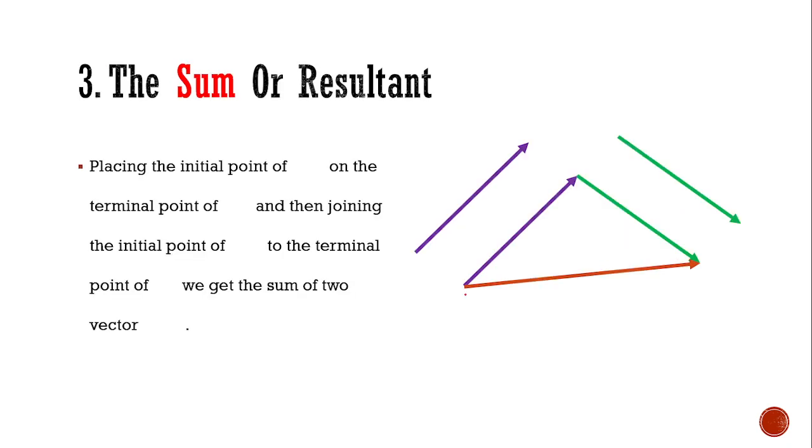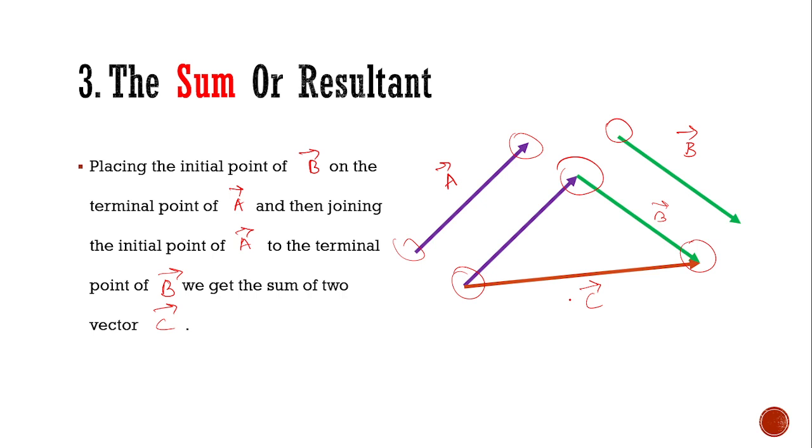Next, the sum or resultant of two vectors. Let us say this is vector A and this is vector B. By placing the initial point of vector B on the terminal point of A, and then joining the initial point of A to the terminal point of B, we get the sum of two vectors, C. Normally we write it this way: A vector plus B vector gives the C vector.